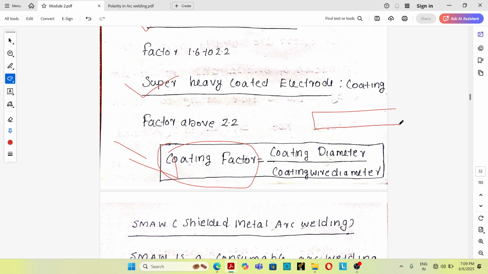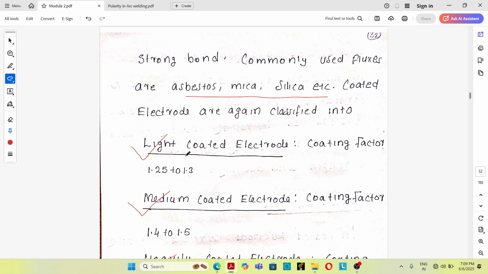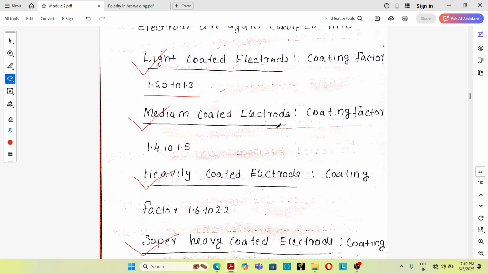So coating diameter to wire diameter means, suppose this is the electrode. See, this is the coating diameter and this is the wire diameter. Okay, this is the flux coating diameter and this is the wire diameter of the electrode. So coating factor equals coating diameter divided by wire diameter. So depending upon this coating factor, consumable flux coated electrodes are classified into light coated electrodes, coating factor 1.25 to 1.3. Medium coated electrodes, coating factor 1.4 to 1.5.